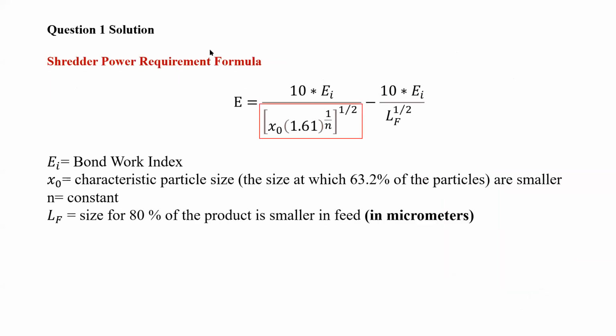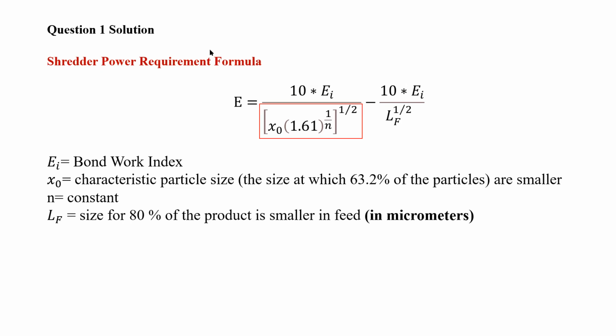In your lecture notes, you found the equation that is shown in this slide by deriving it from the Rosin-Rammler equation. We will use this formula to estimate the power requirements of the shredder. Remember, the part that is shown inside the red square represents the goal product size. All parameters are given in the question, but we have to be careful about the units.